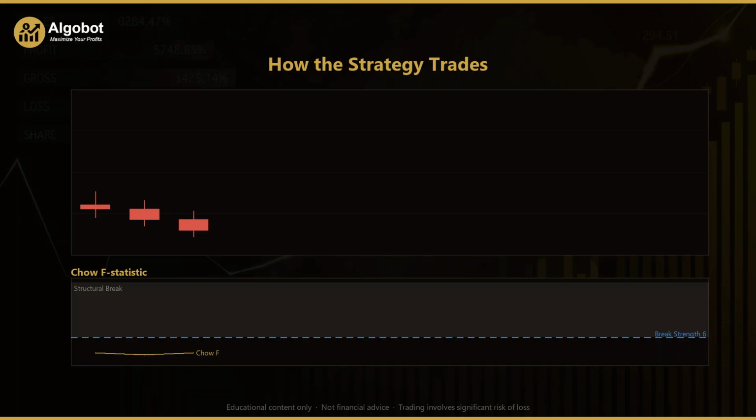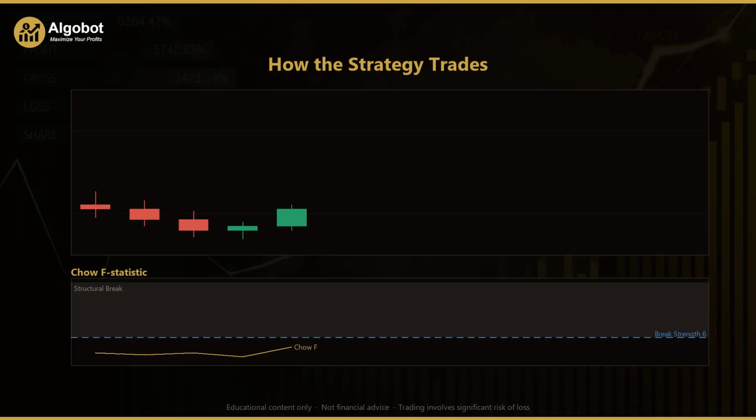Look at the opening candles on the left. Price is drifting gently lower and then flattening out. During this stretch, the older half and the recent half of the window look much alike. One line describes them both. So down in the subpanel, the F-statistic sits well below the threshold. There's no structural break here, and the strategy stays flat. This is exactly the kind of quiet, indecisive market the Chow test is designed to ignore.